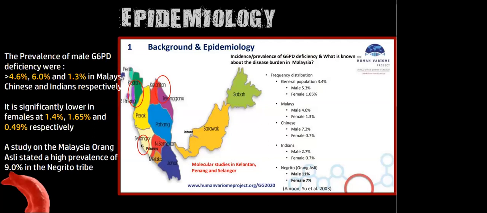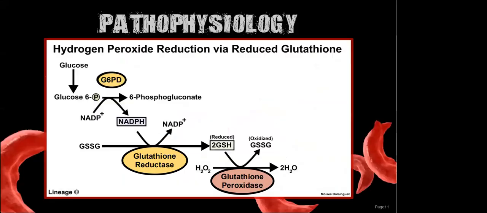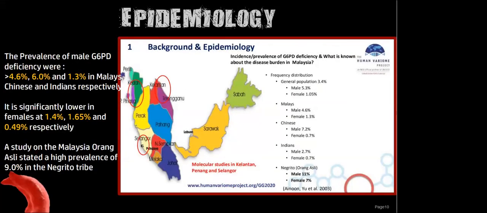Is that clear, doctor? Is there any other way how female can have GCPD as well? If other than both parents are GCPD.